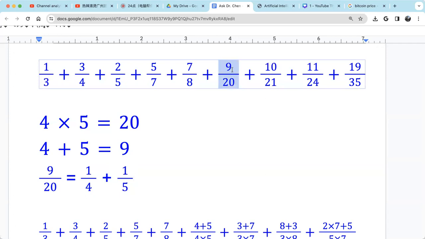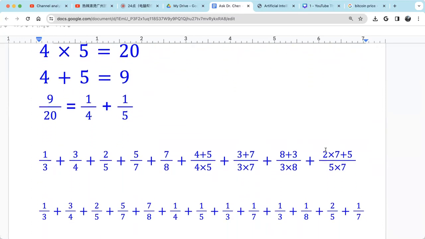So this one and this one we see 10/21. 21 is 3 times 7, and 10 is 3 plus 7. 11/24: 24 is 3 times 8, and 11 is 3 plus 8. 19/35 is a little bit different because 35 is 5 times 7, but 5 plus 7 is only 12. However, we see 2 times 7 is 14, and 14 plus 5 is 19.